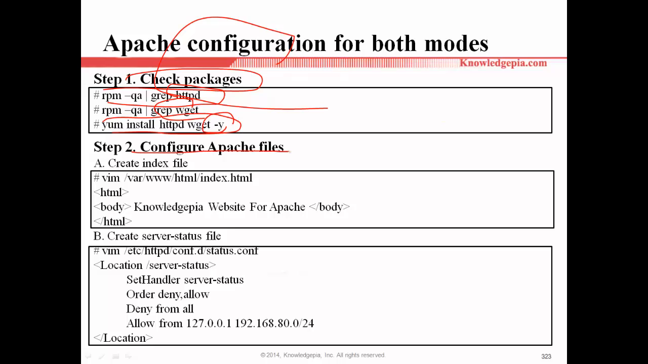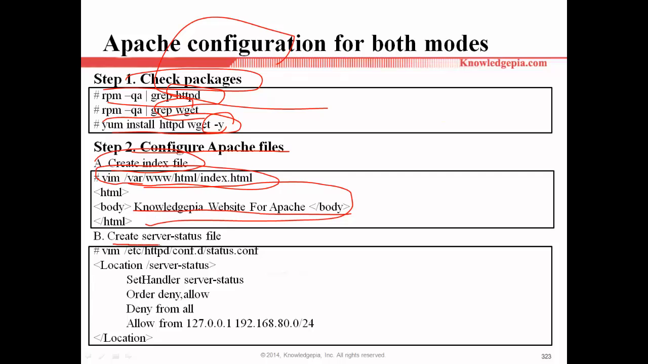Step 2, configure the Apache files. Here, create the index file, /var/www/html/index.html. In my case, I will create an index file that says PR website for Apache, like this.